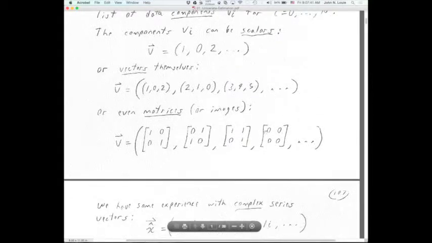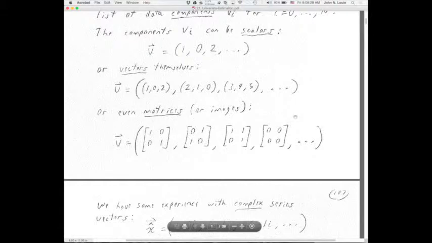And on the other hand, the components V sub I can be vectors themselves. So here's an example where the vector V is composed of components like this ordered list itself. This vector is just the first component of V. And maybe this is vector 1, this is vector 2 over here, this is vector 3. We can denote these in various ways. And each of those vectors can have different components of its own. And in this case, each of these vectors has 3 components, and each of those components is a scalar number. In fact, it looks like each of the components is an integer.